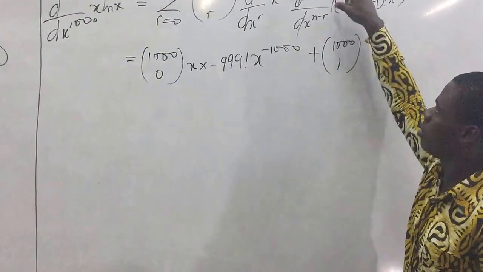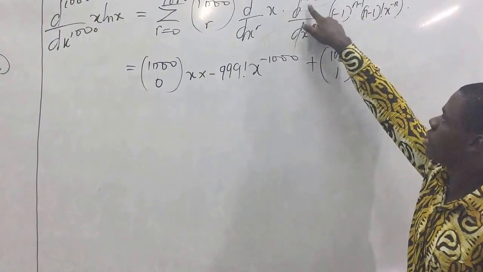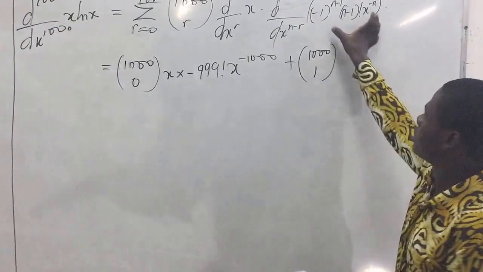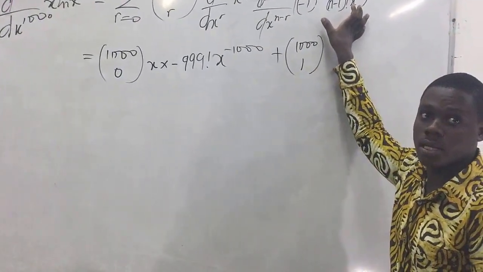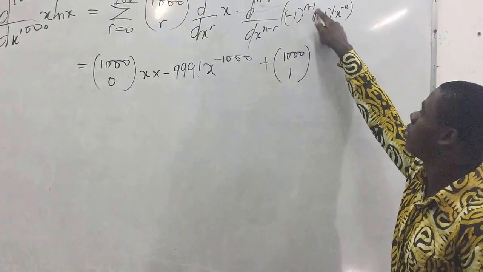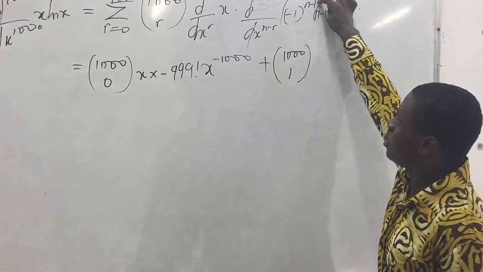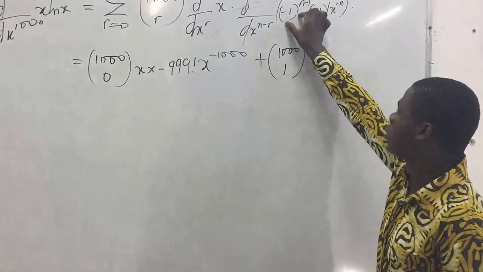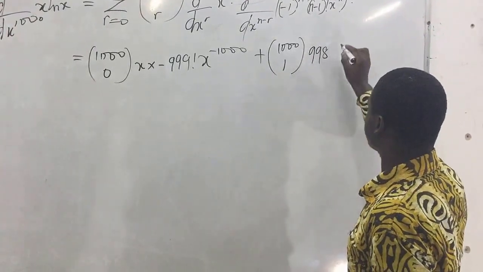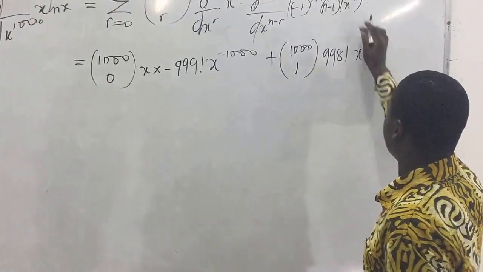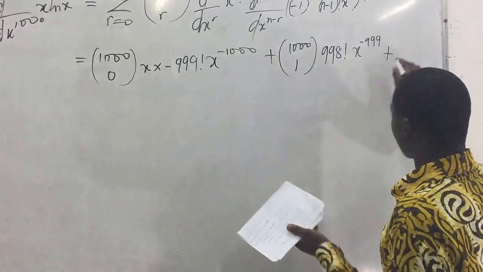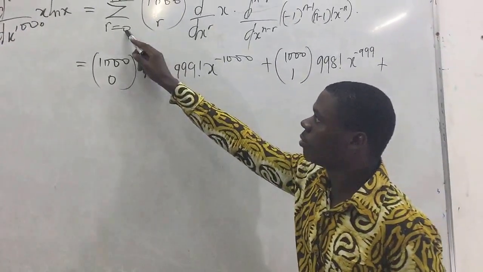Then I move here. Remember my r is 1. So if I subtract 1 from 1000, I'll get 999. It means I'm going to differentiate this side 999 times, which is so simple as just substituting 999 here. And when I do that, this place becomes 998, which means this place positive. Okay, so I come here and this place becomes 998 factorial. Then here I have 999.